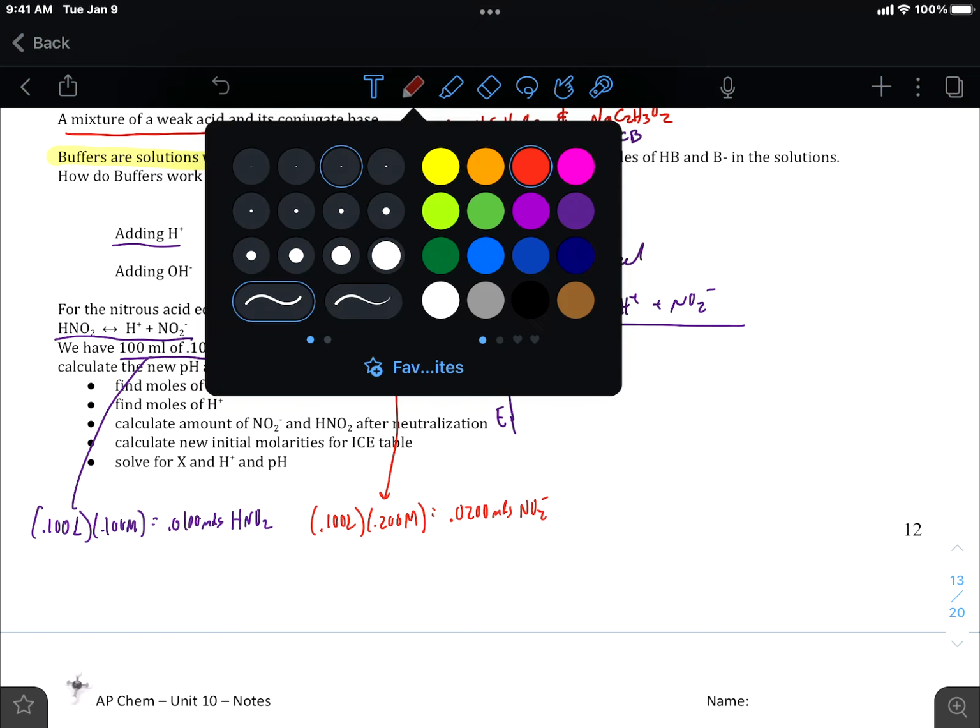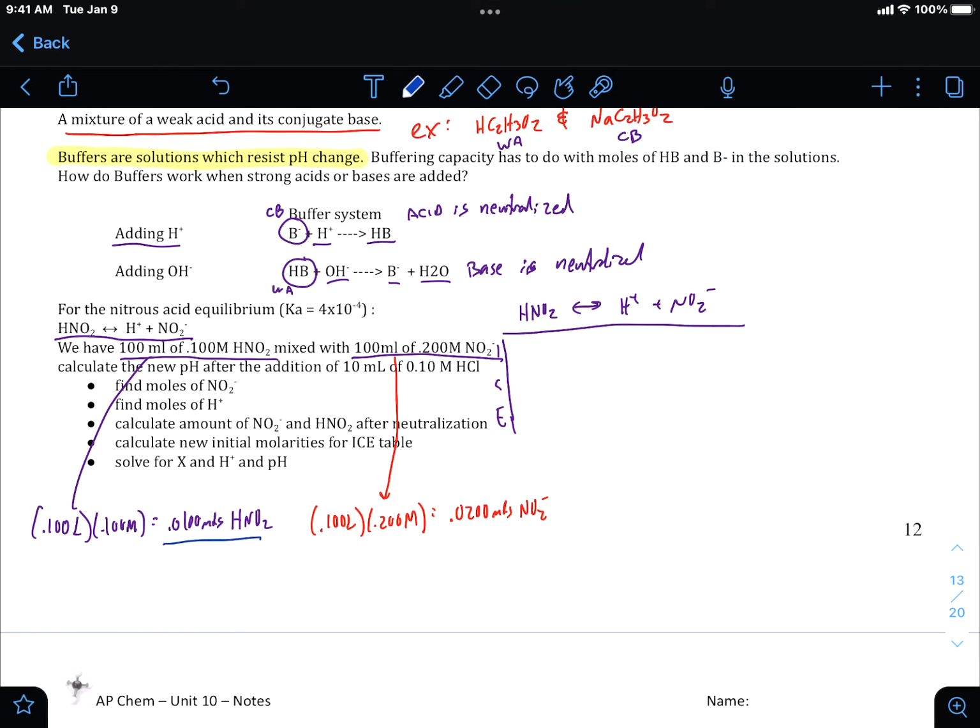Right? Those are my moles. We have 100 milliliters plus 100 milliliters, so our total volume is 0.2 liters. So we're dividing by our total volume of 0.2 liters. Divide both of these by 0.2 to get our initial molarity. All right. You guys okay with that so far?